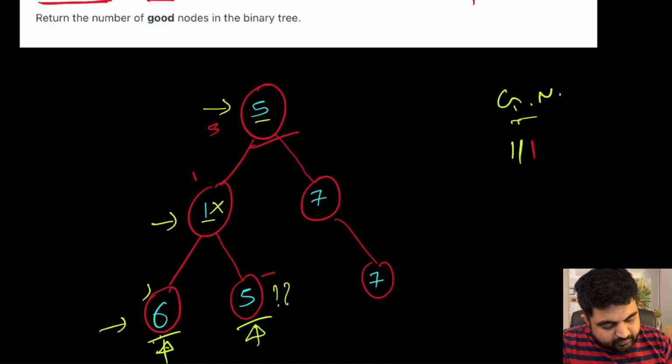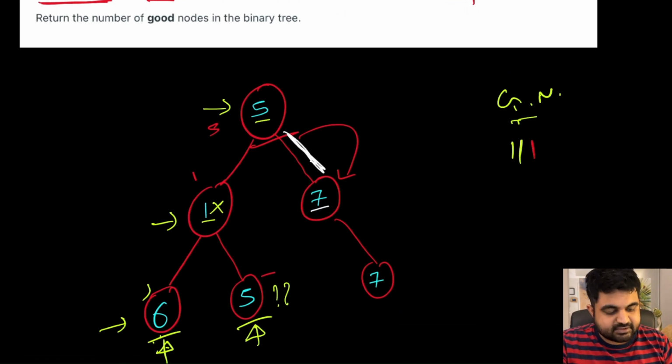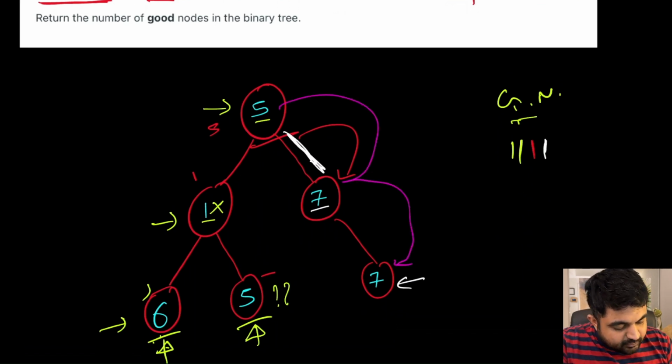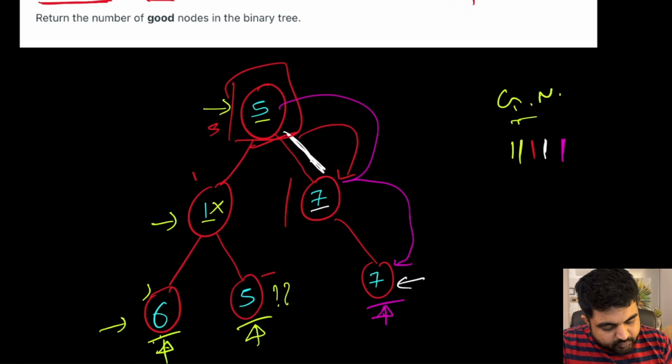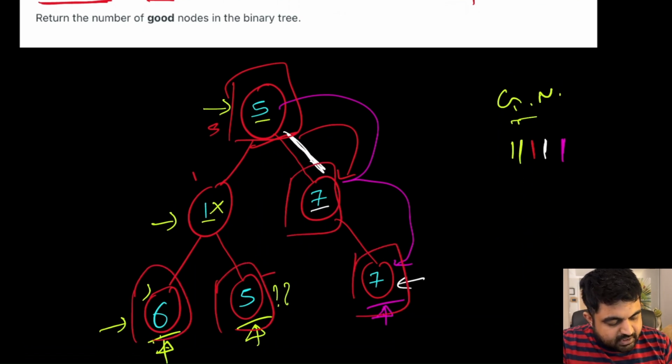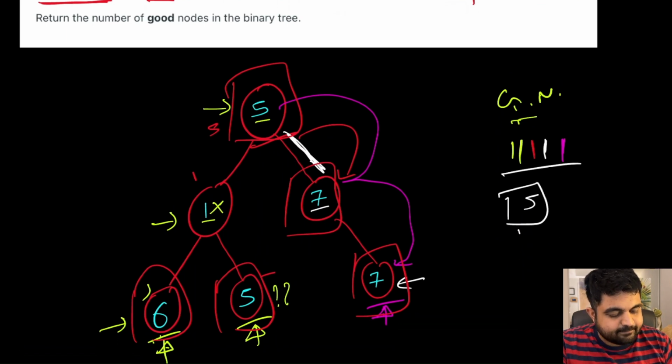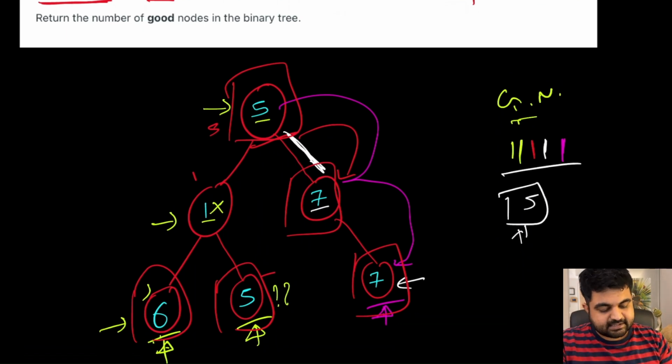Then we will jump to value number 7. Once again, the direct path from 5 to 7 is this one. So in this case, 7 is the largest node, so 7 is also a good node. And the next value is once again 7. Even in this path 5, 7 and 7, there are no values greater than this 7 as well. So 7 is also a good node. In total, we found 1, 2, 3, 4 and 5 good nodes amongst these 6 nodes. So we need to return 5 as the answer. And this is what the problem statement is asking us to solve.